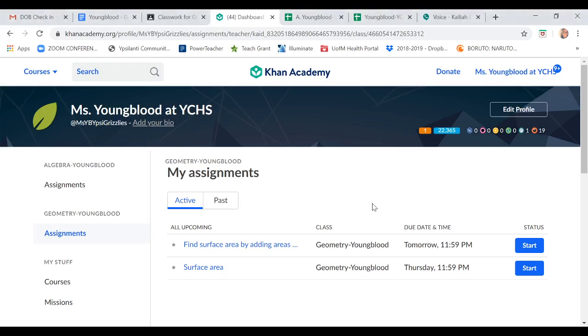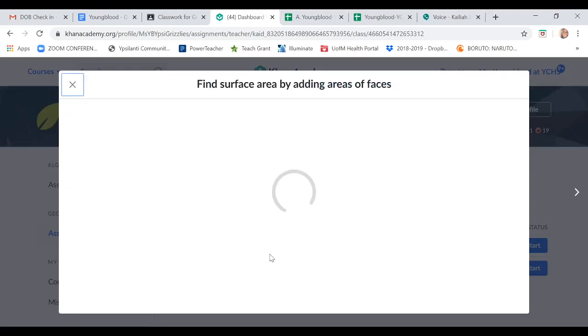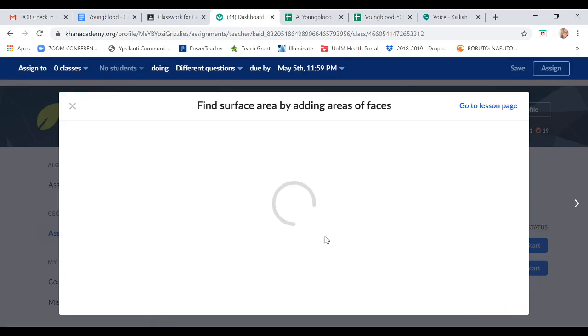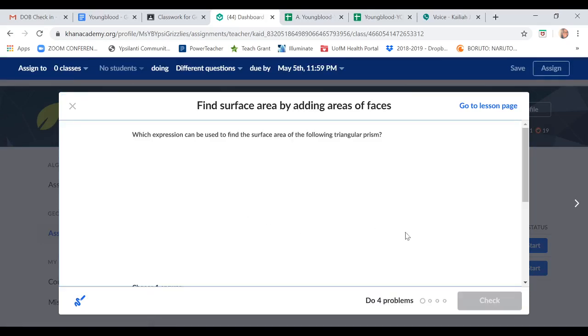So now we're going to go ahead and take a look at the actual assignments that you were given. I don't believe they were long. In the first assignment, you're finding the surface areas by adding their areas. I believe it's only 4 problems. Yes, only 4 problems. So let's look at these 4 problems.